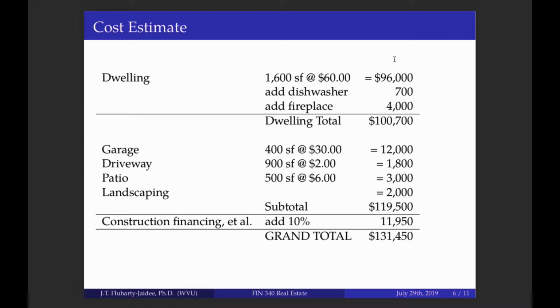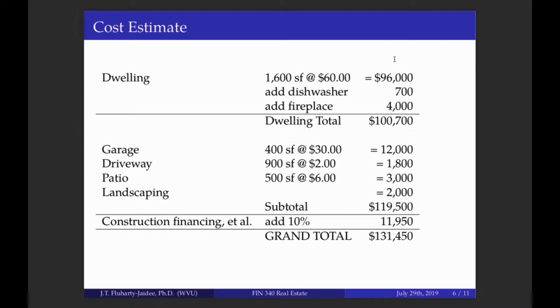And this is not including the garage, not including the driveway, doesn't include the patio or the landscaping. As you can see, those are all added on next. There is a 400 square foot garage, and the price of construction for a garage, as it's effectively just a cement floor and a roof, is $30 per square foot.